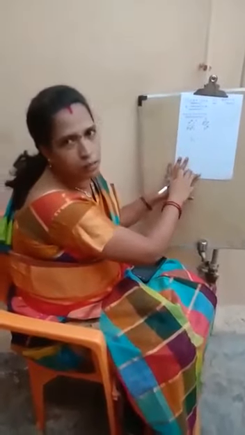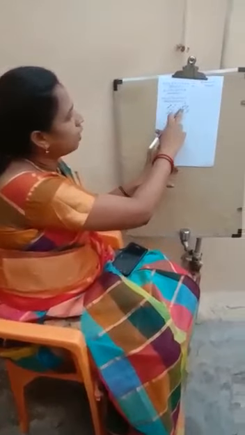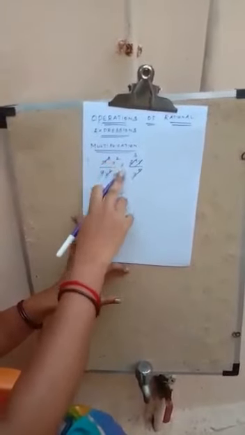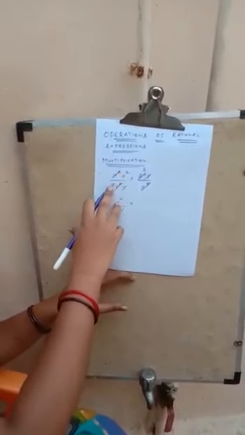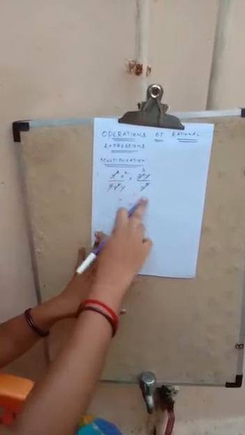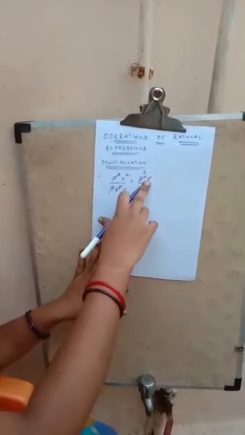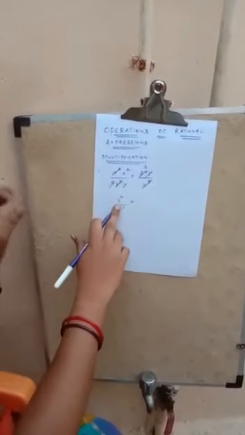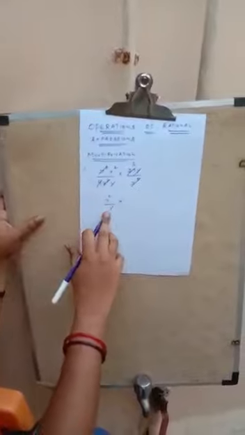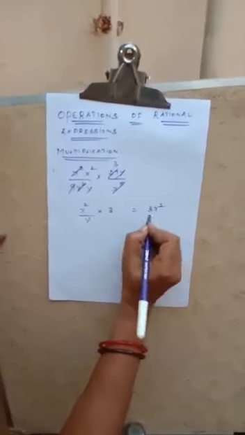First one is multiplication. Here the question is given: x cube by 9y square into 27y divided by x power 5. It is a monomial only, so easily we can cancel the terms. The 9 and 27 will get cancelled, x cube and x power 5 will get cancelled, and y square and y will get cancelled. The remaining terms I get are x square divided by y into 3, so it is nothing but 3x square divided by y.